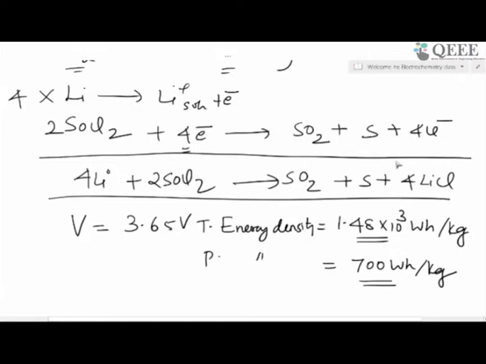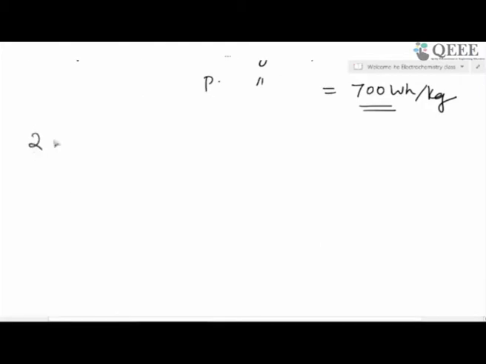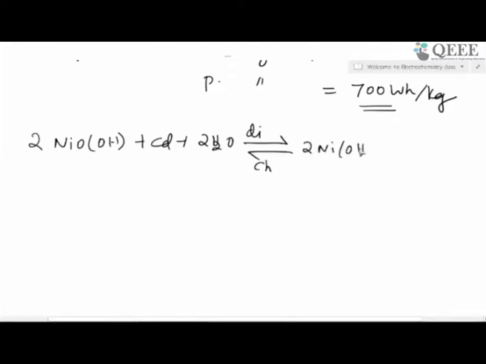Let us do the same calculation for a nickel cadmium battery, for example. For nickel cadmium battery, the net reaction is nickel oxyhydroxide reacts with cadmium plus 2H2O gives, during discharge. This is during charge. It gives 2 times Ni(OH)2 plus cadmium hydroxide. This reaction has got a potential of about 1.29 volt.